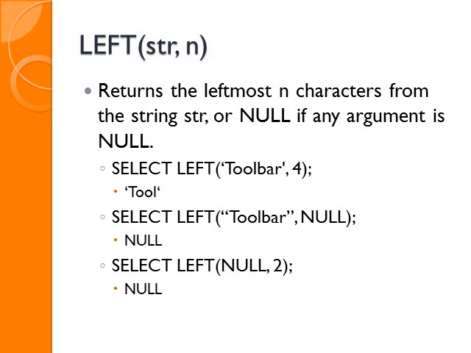Similarly, select left, toolbar, comma null. It will give you the output as null because instead of n we have taken null as the argument. Next, select left, null, comma 2. Here the string is null and the number of characters is 2, but the string is null, that's why it is giving you the output null.